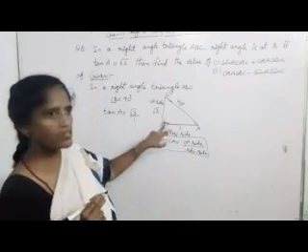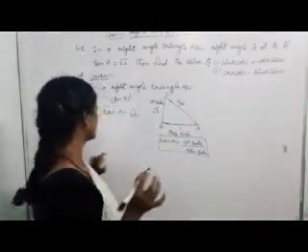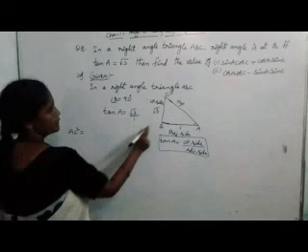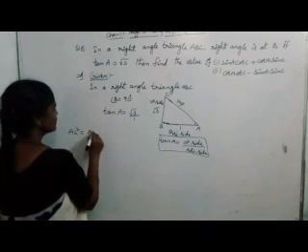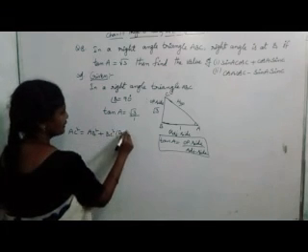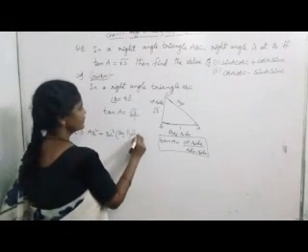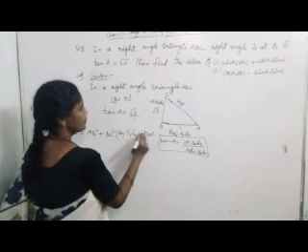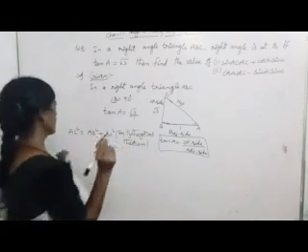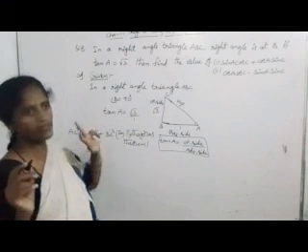Two sides we found, the shortest side and the longest side. Hypotenuse we have to find out now. What is the hypotenuse here? AC square is equal to AB square plus BC square by Pythagoras theorem. What is the theorem? Pythagoras theorem: hypotenuse square is equal to adjacent square plus opposite square.